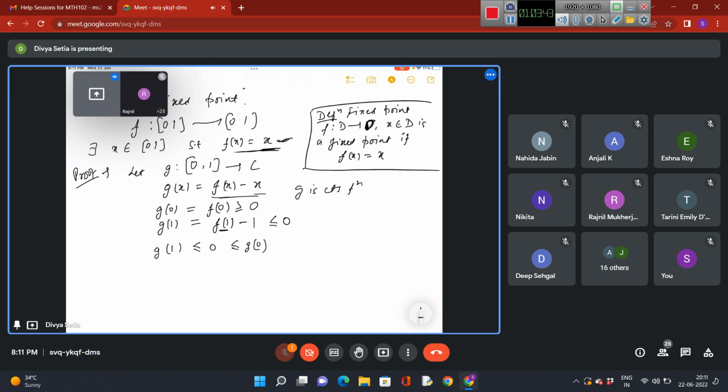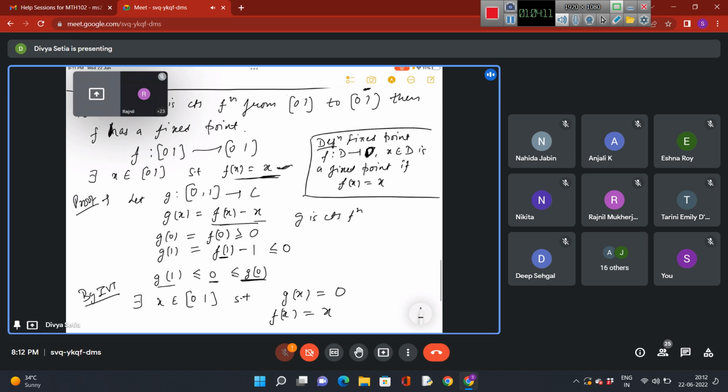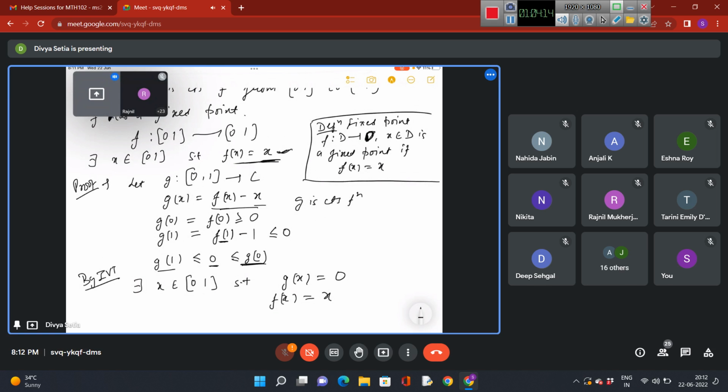Now what happens? How will you apply the intermediate value theorem? You got a point lying between two functional values. So then by the intermediate value theorem, there exists a point in 0 1 such that g of x is 0, right? Which means f of x is x. Is the proof clear? You constructed that function in such a way that you can apply the intermediate value theorem.